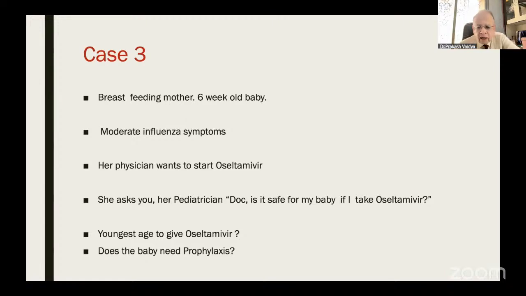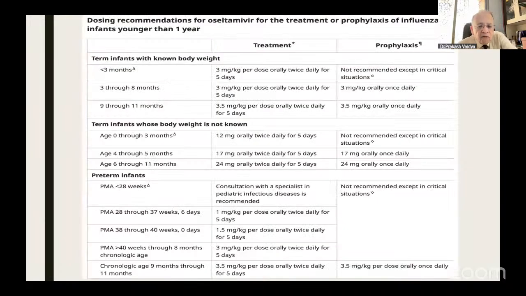100%, even for a preterm baby, and I'm just coming to that. This is the chart from UpToDate, which says that for preterm below 28 weeks, you can consult with a specialist in pediatric infectious disease, but for preterm 28 to 37 weeks, you can still give oseltamivir if required, 1 milligram per kilogram, and for 38 to 40 weeks, 1.5. So the dose varies as per the maturity, but there is no contraindication if it's a sick child. I think we'll sum it up at that, and that is the take home message.